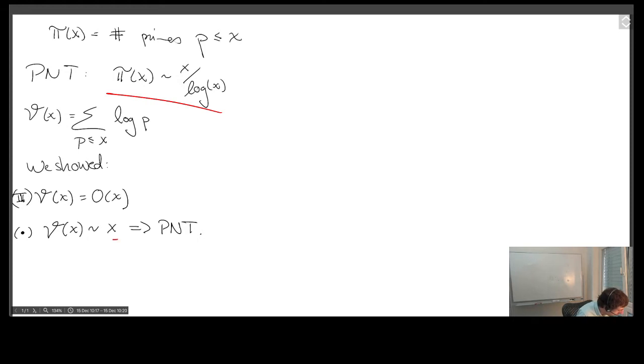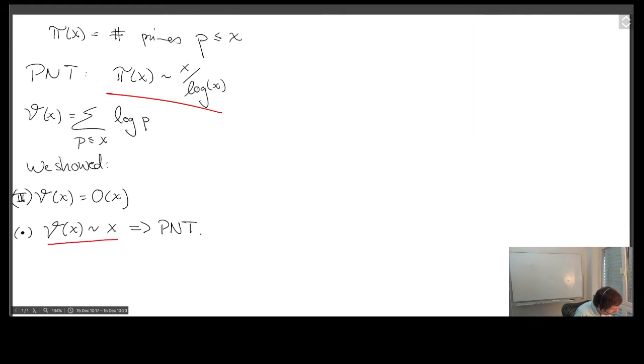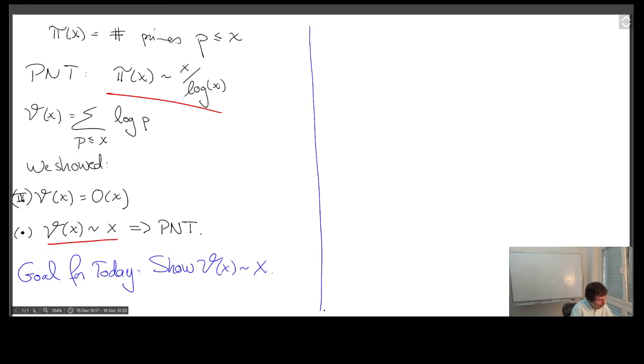And we're going to do this by proving this. So the goal for today is to show that this function grows exactly like x. Okay, so this is what we'll do today. Is the strategy clear? If anything is not clear, please go ahead and interrupt.